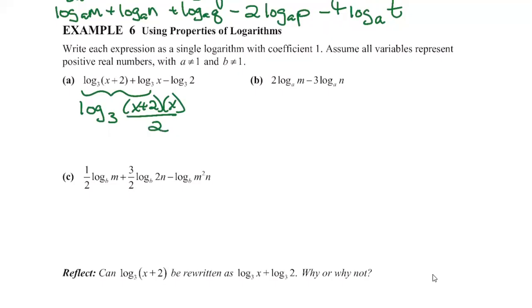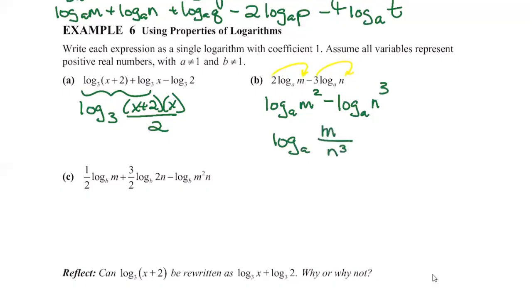Let's take this 2 that's out in front and I can swirl it to the m power. So that becomes log base A of m squared minus, oh, I get to do another swirl here back to the power of n. So it'd be log base A of n to the third. And because it's a subtraction problem, I can condense it all and write it as one big fraction with one log. Okay. All right, so that's a quick little taste.